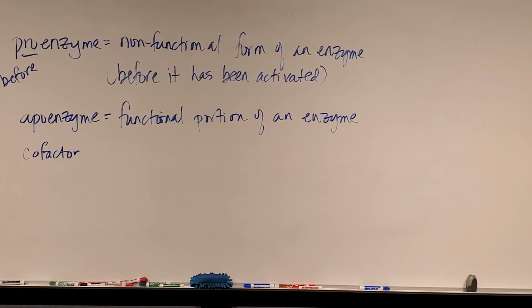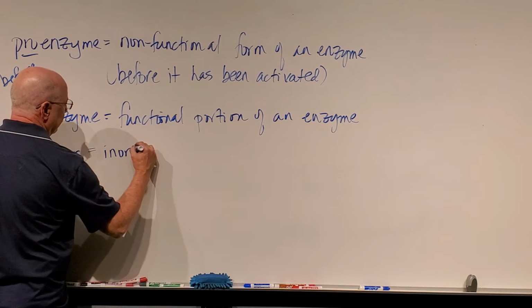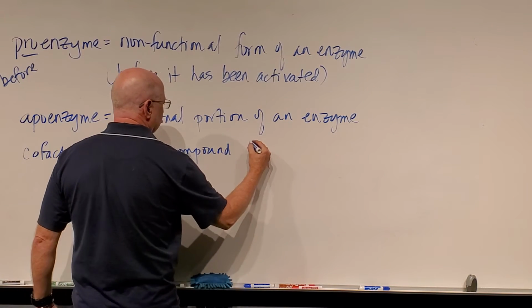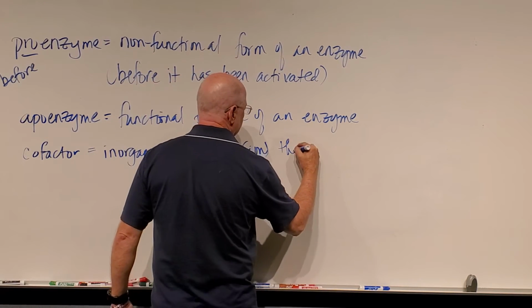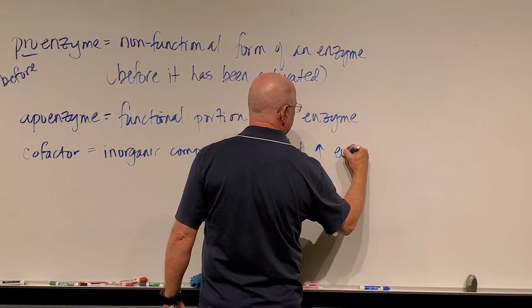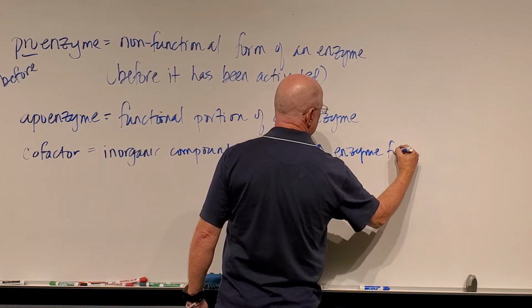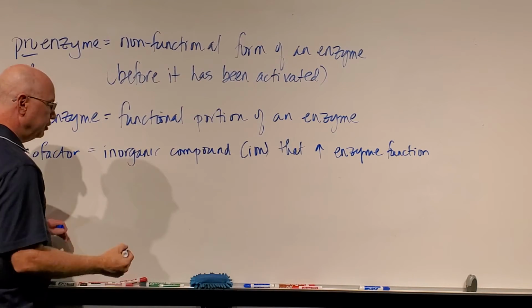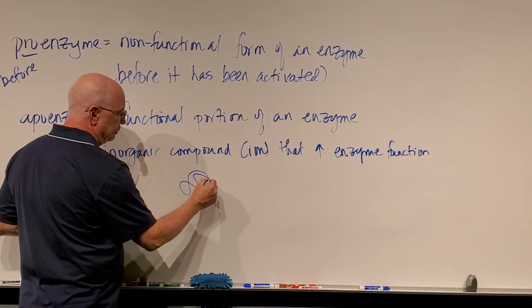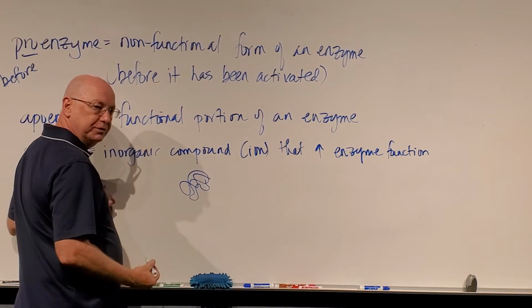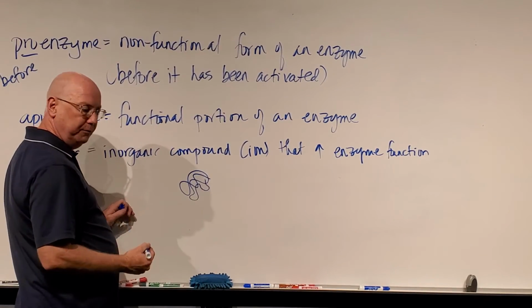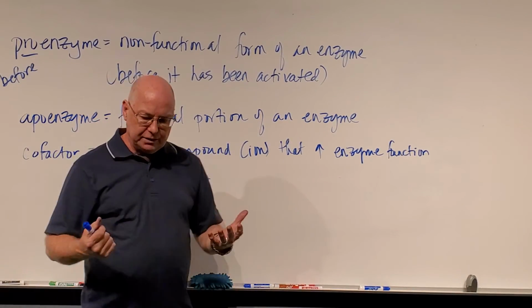And the best way to define the cofactor is that the cofactor is usually some kind of inorganic compound, like an ion, that increases the enzyme function. So sometimes I have an enzyme that's all folded up, but the active site is not necessarily exposed or in its final form. Now, I think of enzymes this way.